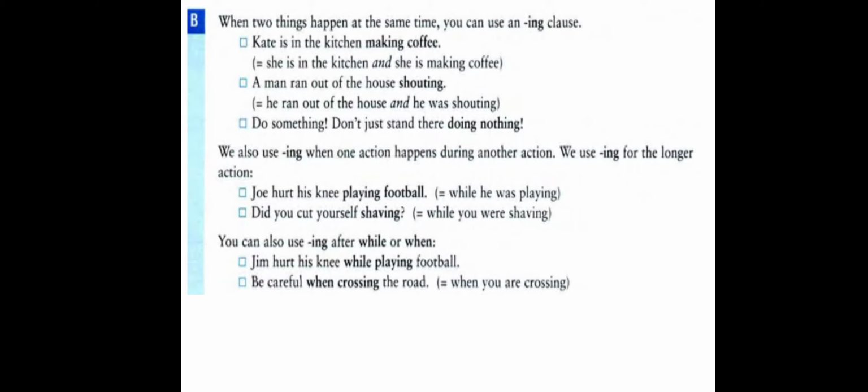And he was shouting. If you cut off and plus he plus was, then you get the sentence, a man ran out of the house shouting. Who's shouting? The man, the subject of the main clause. When the subject of the main clause and the subordinate clause is the same, then you can make the reduction and get the ing clause.